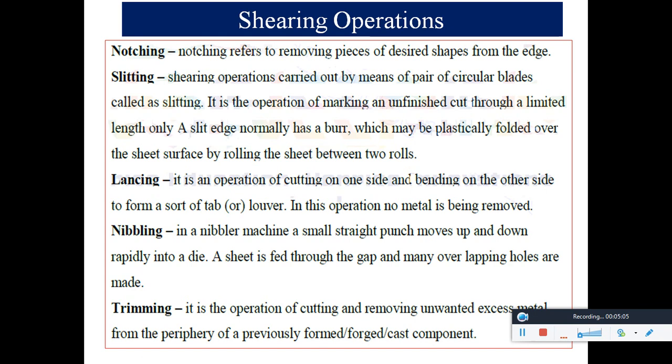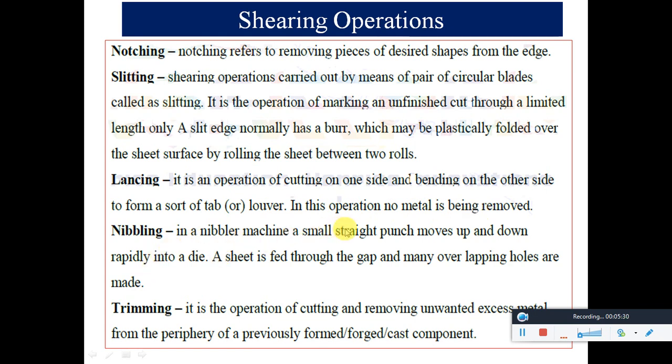So this you can see in the CPU of our computer, where perforated holes and slittings are there, for hot air to go out from the CPU. And lancing is an operation of cutting on one side and bending on the other side to form a sort of tab or louver, you can say. In this operation, no metal is being removed. Partially, it would be sheared.